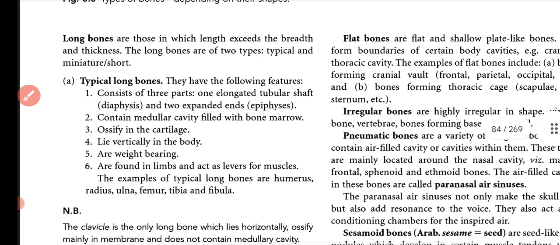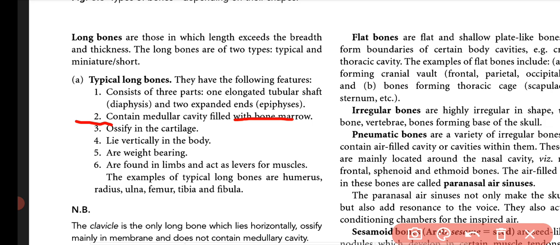Number two is the medullary cavity, which is filled with bone marrow, and it ossifies in the cartilage. The typical long bones are mainly weight bearing bones, found in limbs only. Most important, limbs only, and they act as levers for the muscles. Examples of typical long bones are the humerus, radius, ulna, femur, tibia, and fibula.